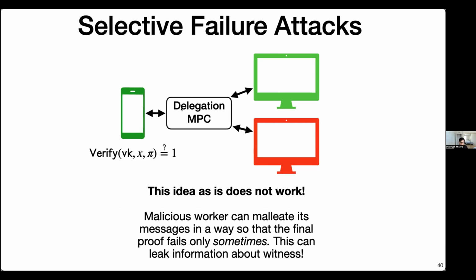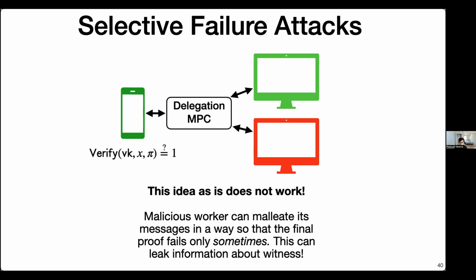So this approach as is doesn't quite work out, and this is because the malicious worker can malleate its messages in a way that the final proof will fail only sometimes. For example, think of an R1CS instance where you have a Boolean constraint, like x times 1 minus x equals 0. If the original value of x was 0, then this constraint works out fine, and the proof will work out completely fine, everything checks out.